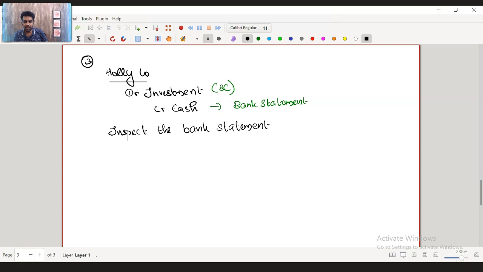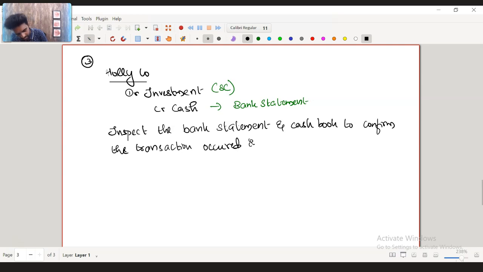Inspect the bank statement and cash book to confirm the transaction occurred in November 2007. Okay, November 2007.